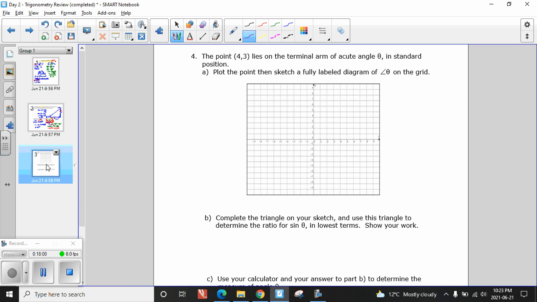All right, so we're nearly done our trig review. The very last question is kind of similar to the previous one, and I mentioned this a second ago. This is the kind where you're told a point, just a point that you're going to plot. Plot the point. So 4 over, 3 up, 1, 2, 3, and plot a point there. And it says that this point lies on the terminal arm. That's a little bit of vocabulary. It lies on the terminal arm of an angle in standard position.